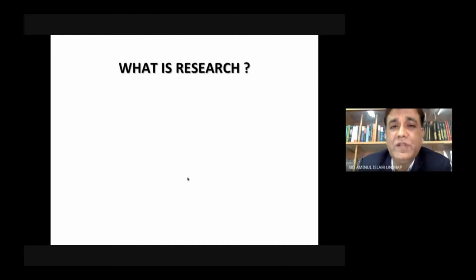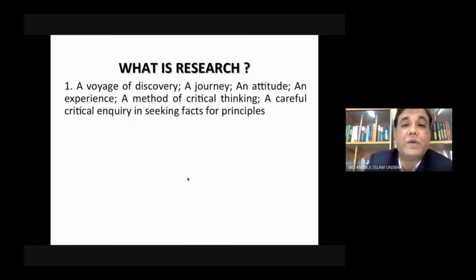So let me start slowly with the basic topic of research. These are some compilations of definitions of research from different sources. Research, we say, is a voyage of discovery, a journey, an attitude, an experience, a method of critical thinking, and all this.